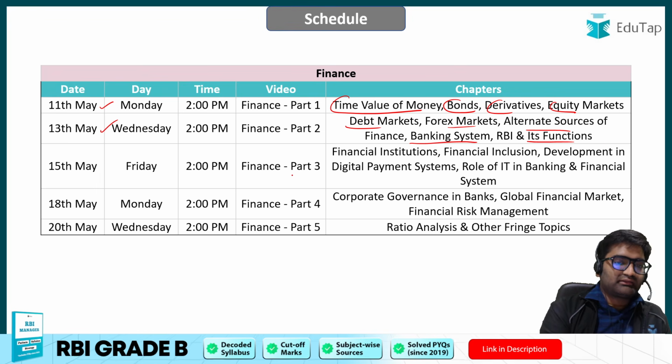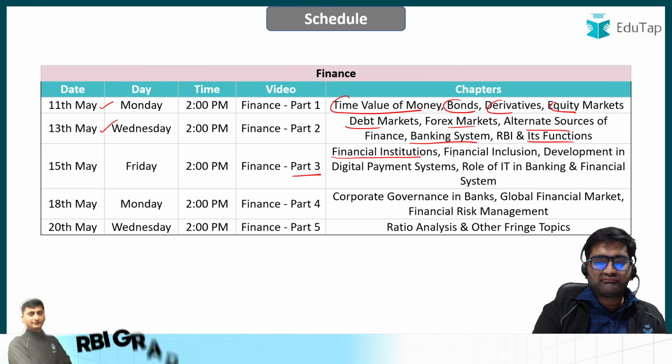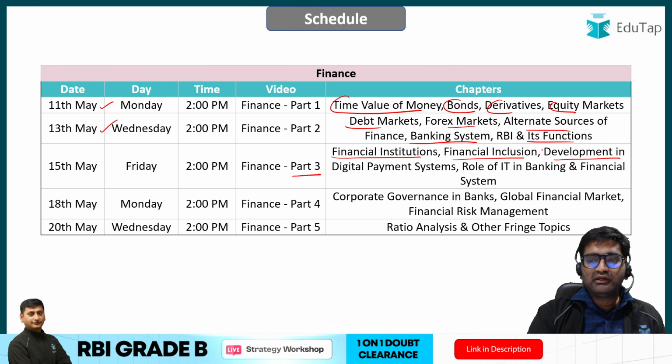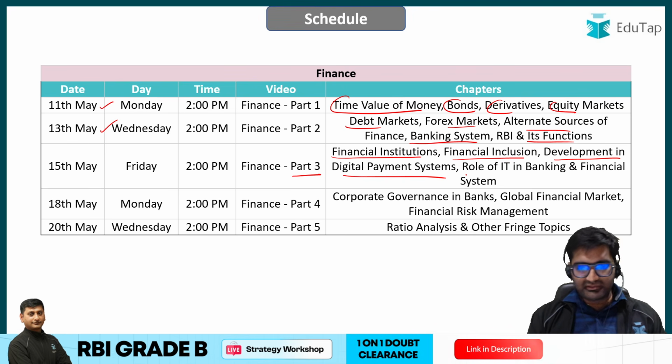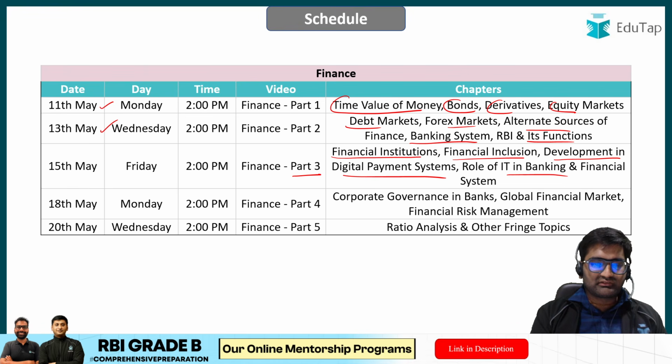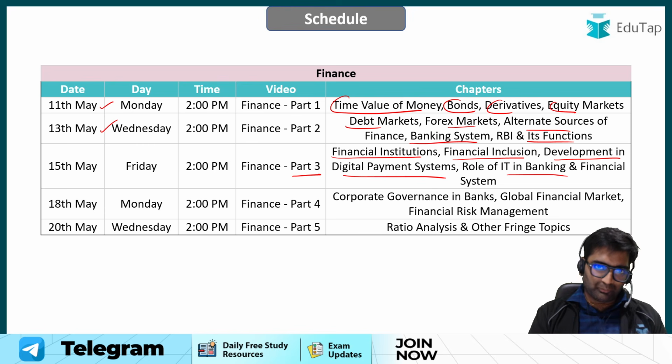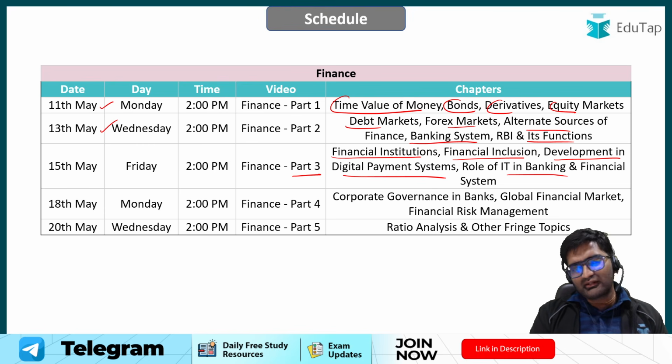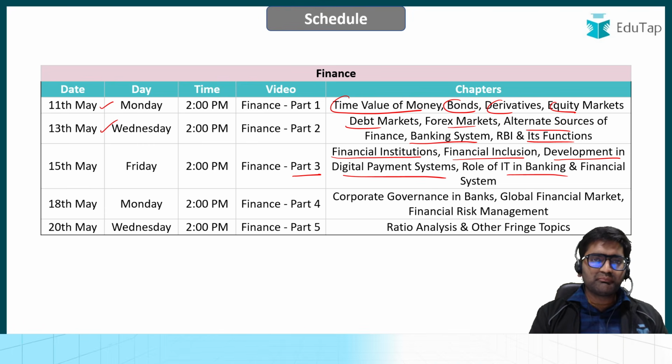So this is part 3, and here we'll be discussing financial institutions, financial inclusion, developments in digital payment systems, and the role of information technology in the banking and financial system. All of these things we are going to discuss here, and ahead we have more topics. So this is part 3, and the session is at 2 p.m.